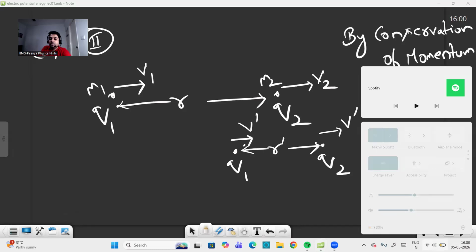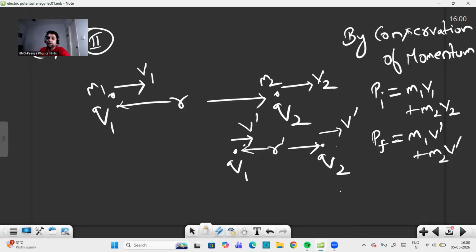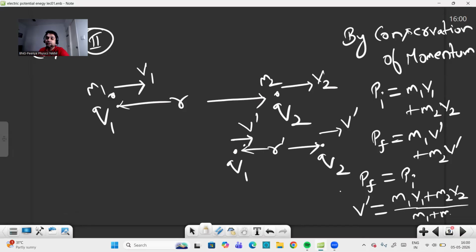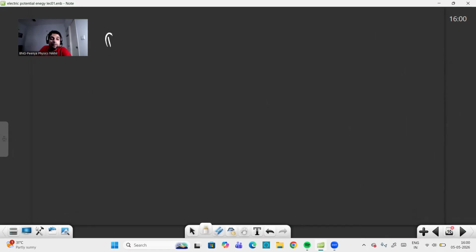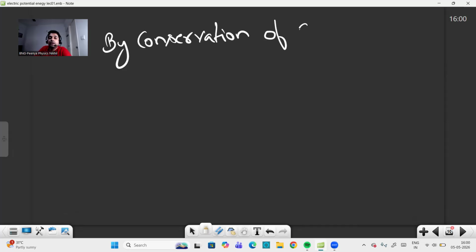Okay. So here we will use the conservation of momentum, meaning final momentum equals initial momentum. And with this, we will find the v dash value. So v dash will be m1 v1 plus m2 v2 divided by m1 plus m2. After getting v dash, we can use conservation of energy.